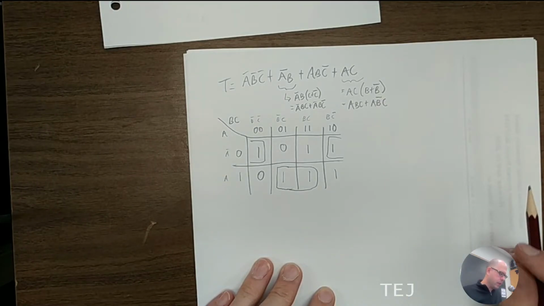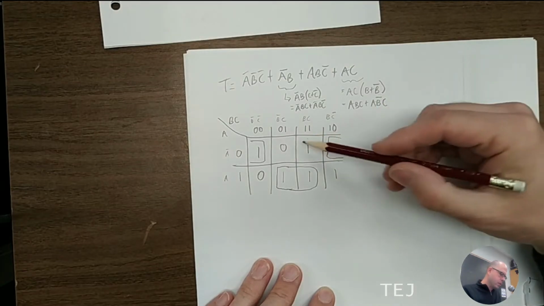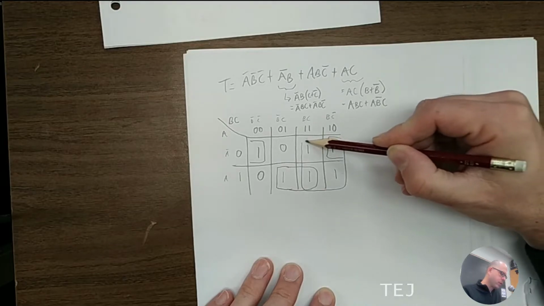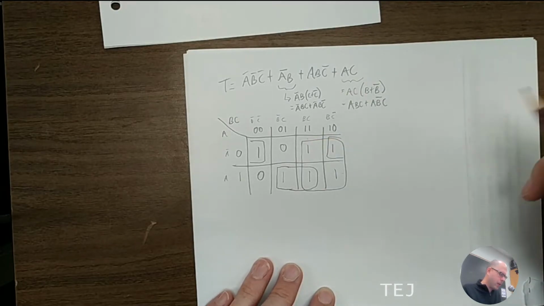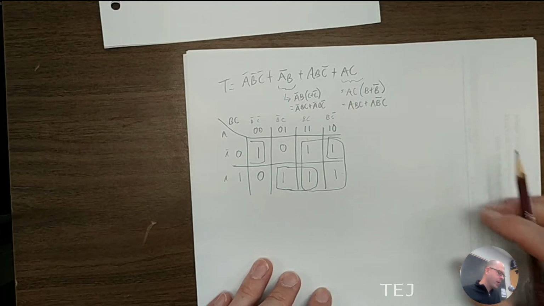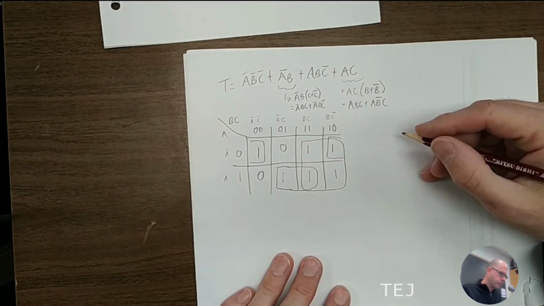And then finally, we've got these two diagonal ones, but we can do a grouping of 4 to include everything. So yes, there's some overlap, and that's okay, but this is the least number of groupings while maintaining everything in groups of 2. So what do we have?